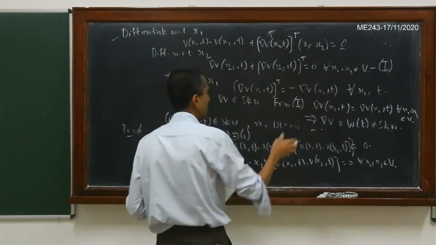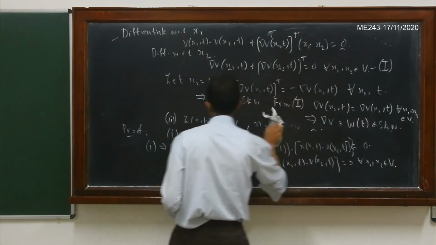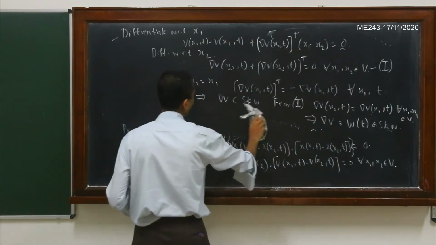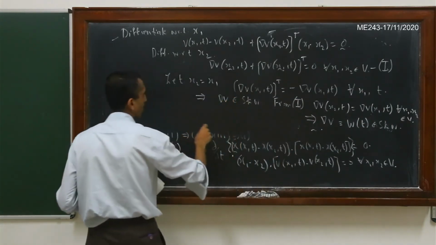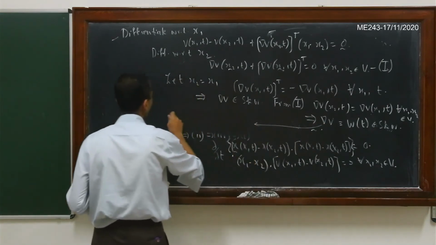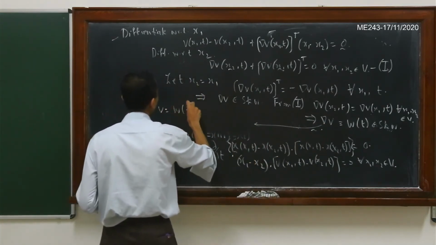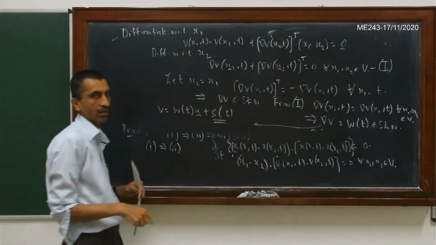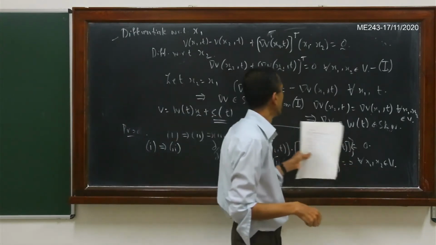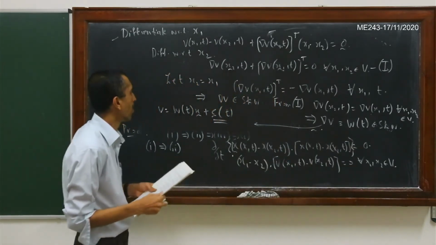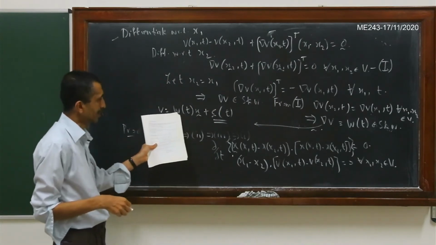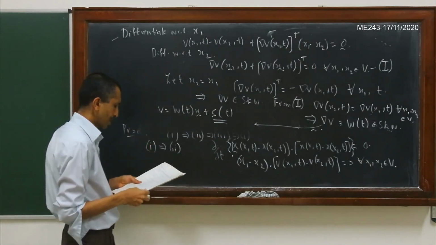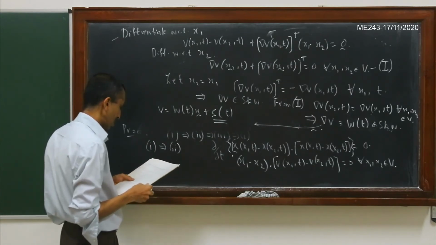And then just integrate this particular relation. From this statement, we will get that v is equal to w of t times x plus c of t. This c of t is just like an integration constant. Or if you find the gradient of this, you will get back w of t, right? And fine. So this completes the proof for 2 implies 3.